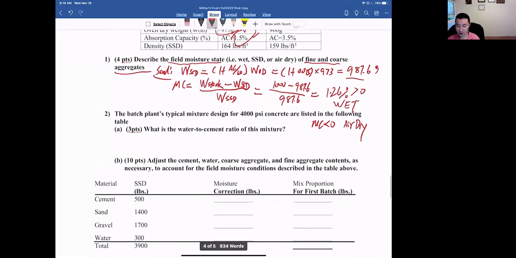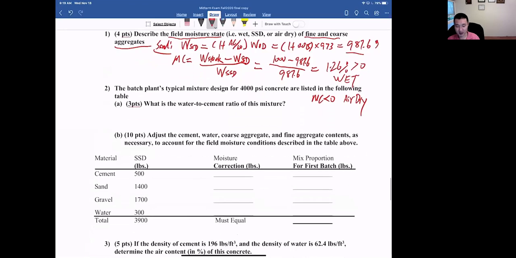Next part, what is the water cement ratio of the mixture? That is very simple. The reason we do the moisture adjustment is exactly to make sure the water to cement ratio does not change based on the moisture condition of the aggregate. So the water cement ratio will be exactly the amount of water divided by the amount of cement in our mix design. So that's 0.6.